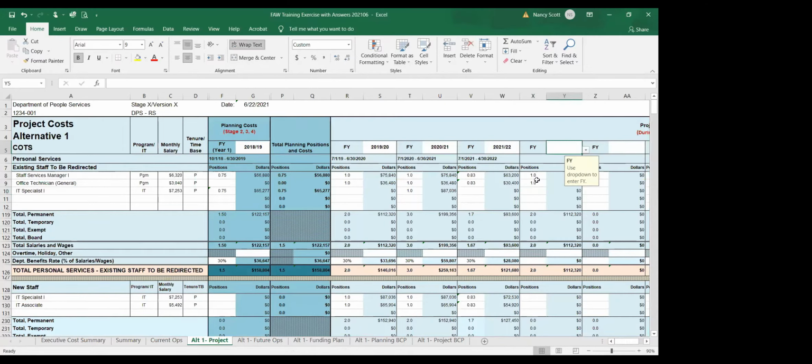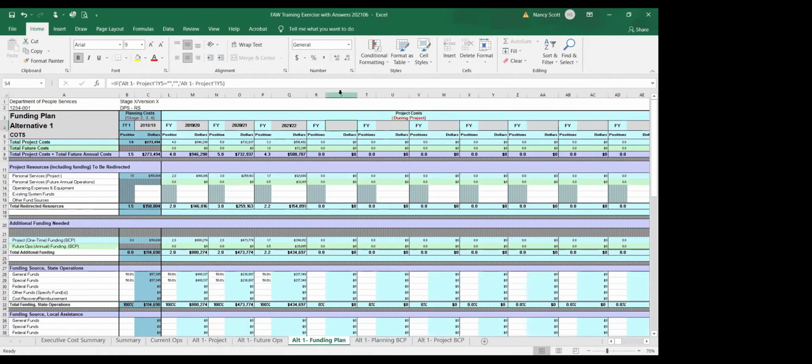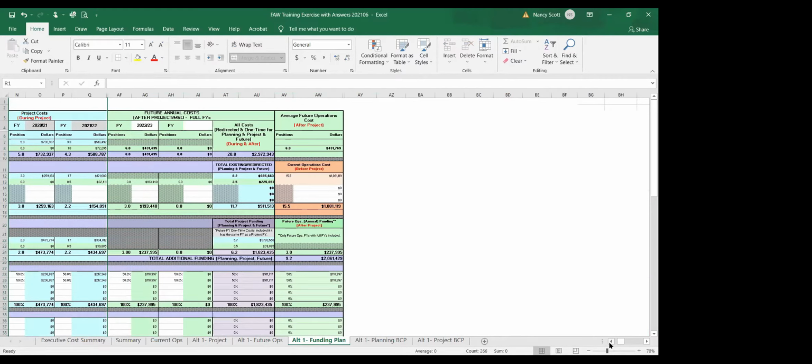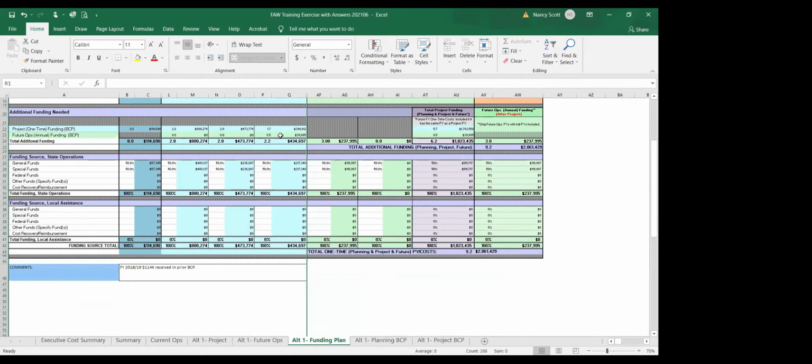So if I delete it and delete this, and then go ahead and rehide all the blanks, except for the totals, it's going to show that I only need that many and I could hide the rest of these. But it will automatically bring those totals in so that once you have what your alternative costs are, you'll be able to know how many on your funding plan you would need to show.